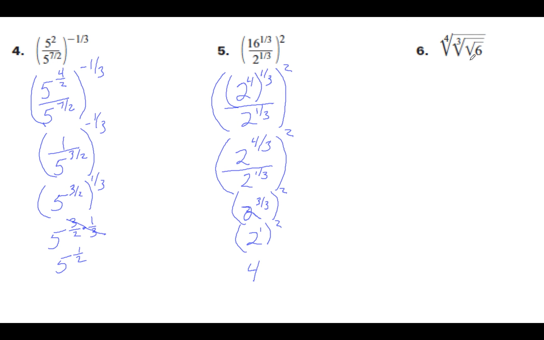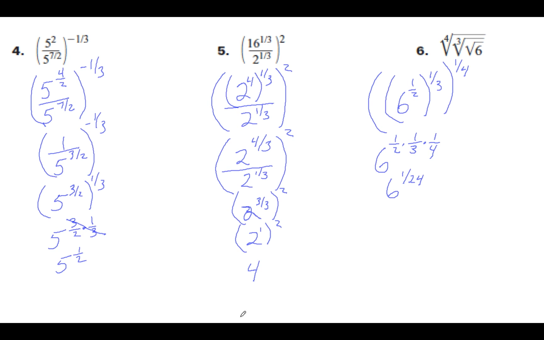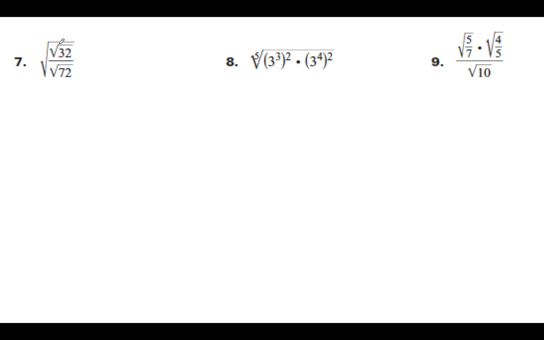Check this one out. I'm going to rewrite this. Square root of 6 is 6 to the 1/2 power. Cube root of that is to the 1/3 power. And the 4th root of that is to the 1/4 power. So this becomes 6 to the 1/2 times 1/3 times 1/4, 6 to the 1 over 24th power. I'm going to take these two radicals inside here, and I'm just going to write it like this.